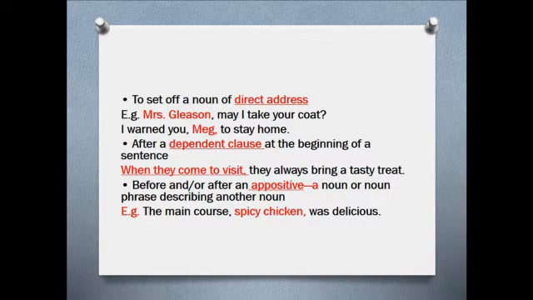Another use of comma is before and after an appositive. Now, what is an appositive? An appositive is a noun or noun phrase that describes another noun. For example, as you can see here in the sentence, the main course, comma, spicy chicken, comma, was delicious. So the appositive here is spicy chicken.